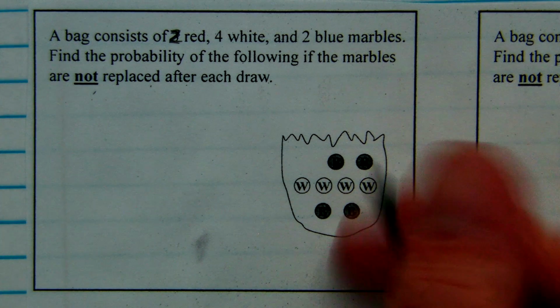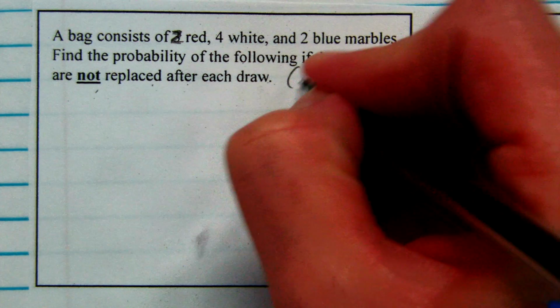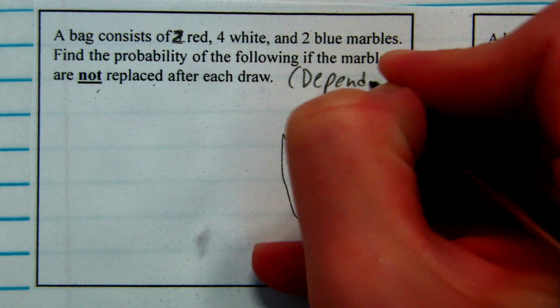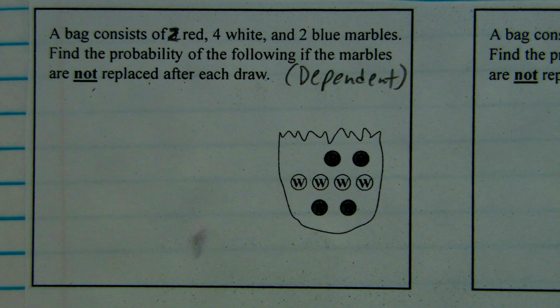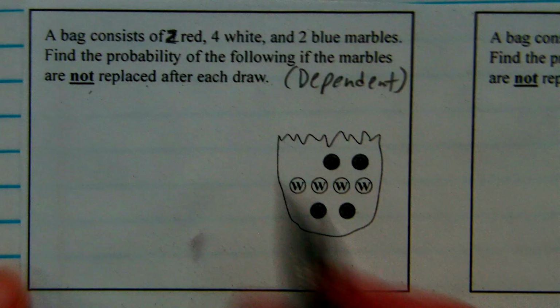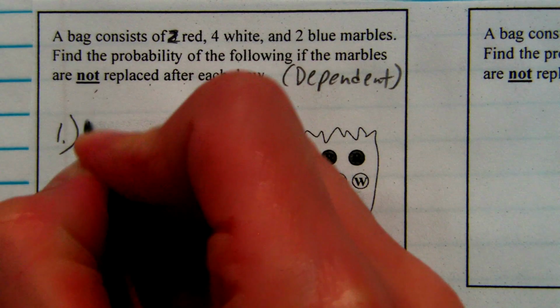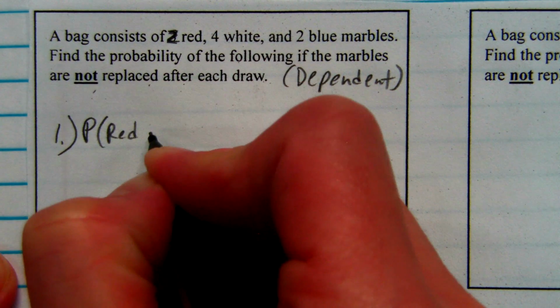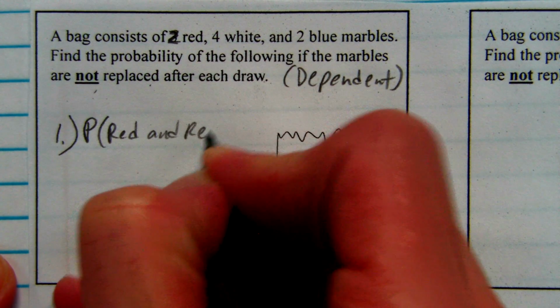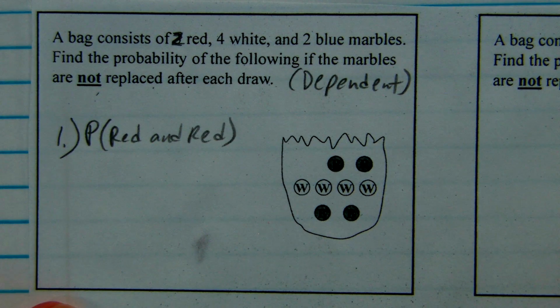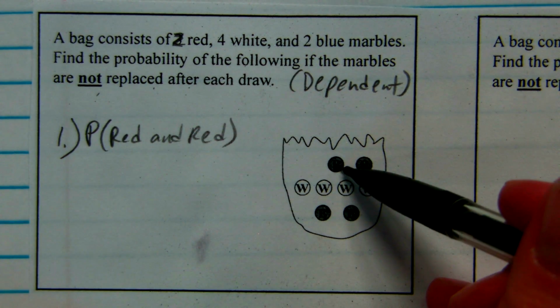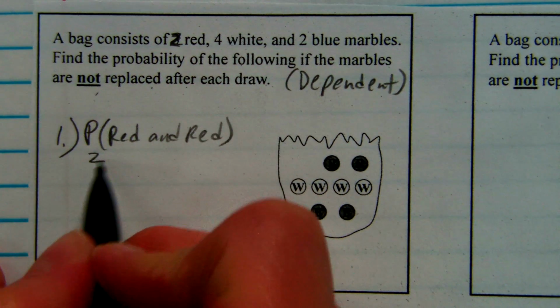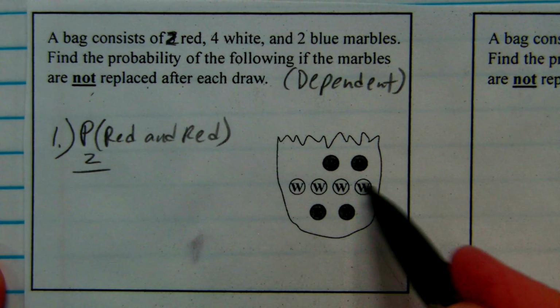So this would mean that they are dependent on each other. So I'm going to write that word, dependent. So the second draw will depend on the first draw, and so on and so forth. So we're going to do number 1, the probability of getting a red and a red. My first time of getting a red would be 2 out of 1, 2, 3, 4, 5, 6, 7, 8.